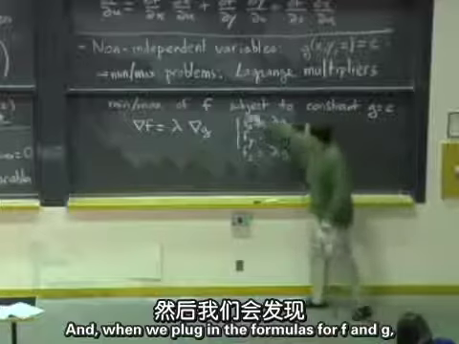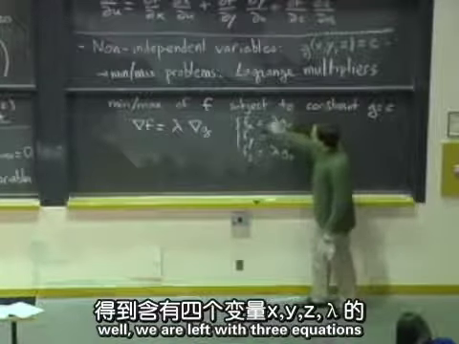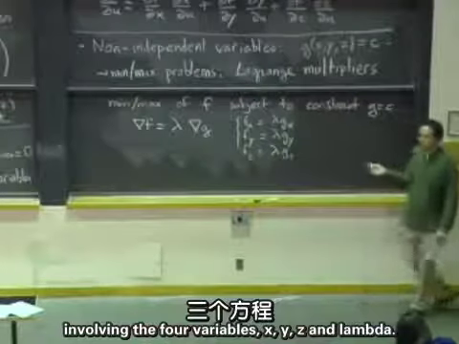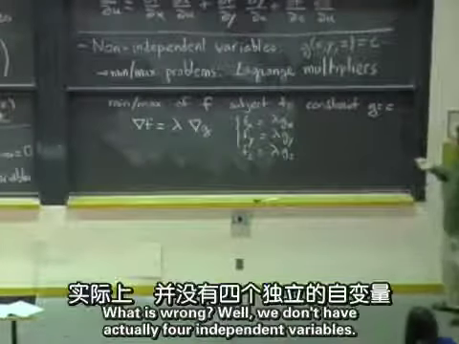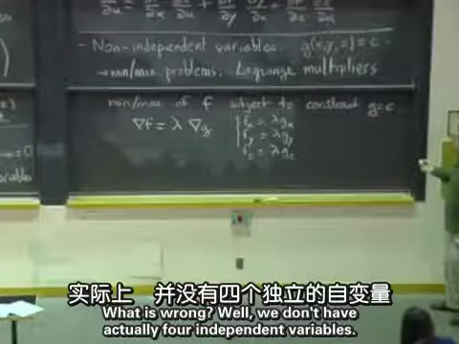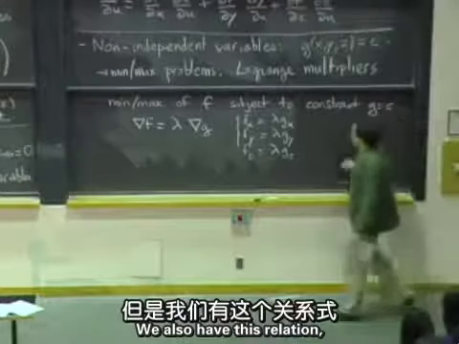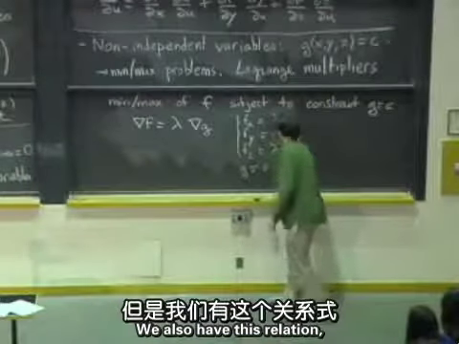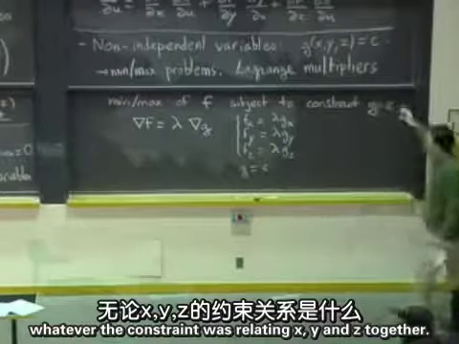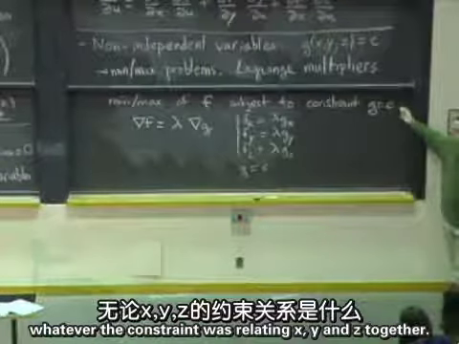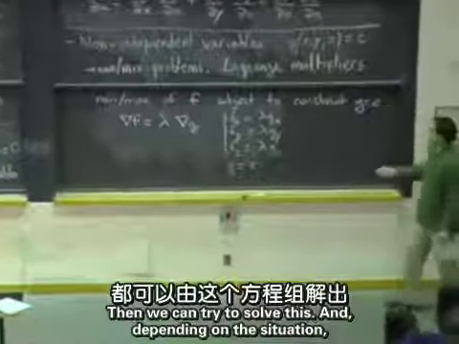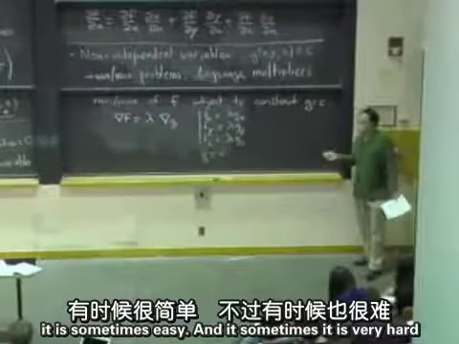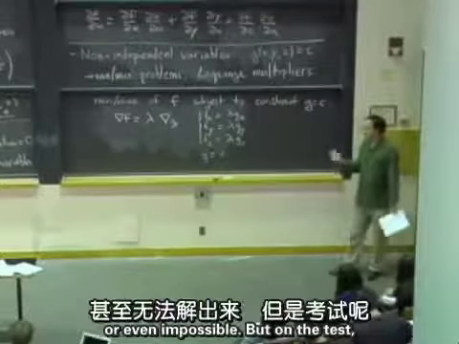And when we plug in the formulas for f and g, well, we're left with three equations involving the four variables x, y, z, and lambda. What's wrong? Well, we don't have actually four independent variables. We also have this relation g equals, well, whatever the constraint was, relating x, y, and z together. So then we can try to solve this, and depending on situations, it's sometimes easy and sometimes it's very hard or even impossible.